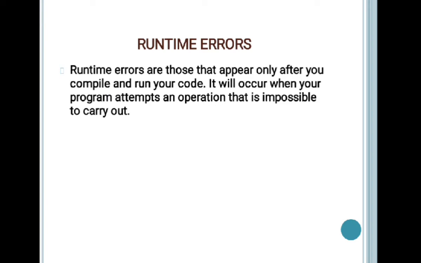And let's talk about the last error, which is runtime error. That means there is no syntax error in your program, but your final output is not coming out. All right. So those appear only after you compile and run the code. It will occur when your program attempts an operation that is impossible to carry out. मीन्स आप ऐसा कोई काम करवा रहे हैं जो प्रोग्राम में पॉसिबिलिटी कैलकुलेट ही नहीं हो रहा है. सो आप कहेंगे भाई कंप्यूटर तो हर चीज़ कैलकुलेट कर सकता है, हाउ इज़ इट पॉसिबल कि कोई प्रोग्राम वहाँ तक रीच आउट नहीं हो रहा है.